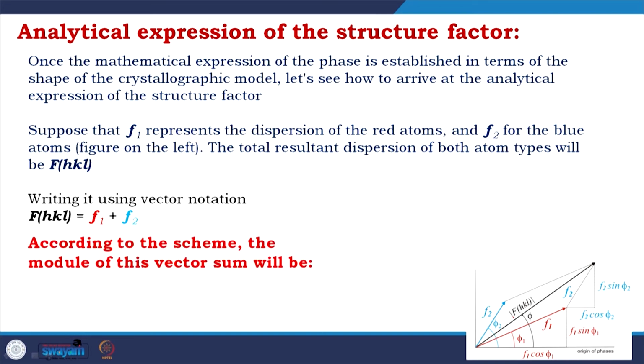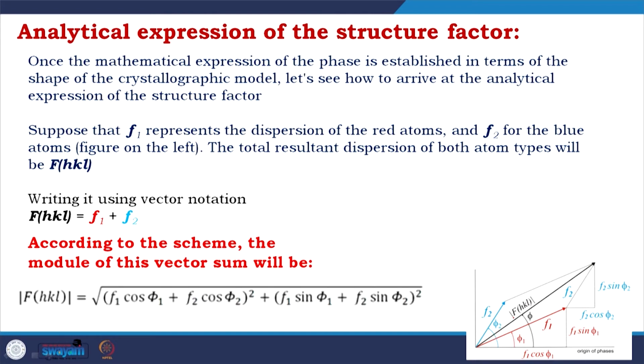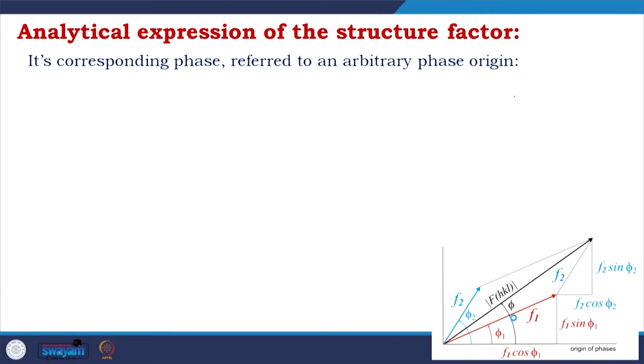Now, according to the scheme, the module of this vector sum will be FHKL equal to square root of (F1 cos phi 1 plus F2 cos phi 2) squared plus (F1 sin phi 1 plus F2 sin phi 2) squared. Its corresponding phase, referred to an arbitrary phase origin, phi equal to tan inverse of (F1 sin phi 1 plus F2 sin phi 2) by (F1 cos phi 1 plus F2 cos phi 2).